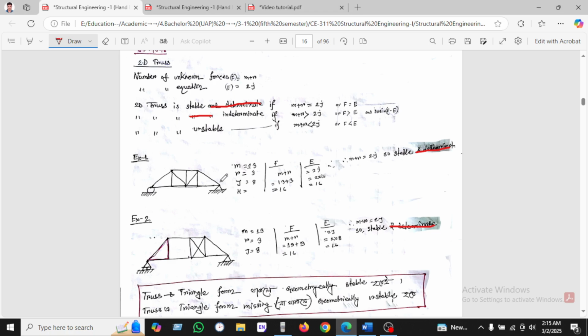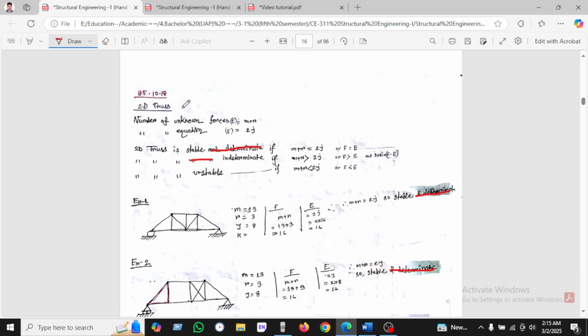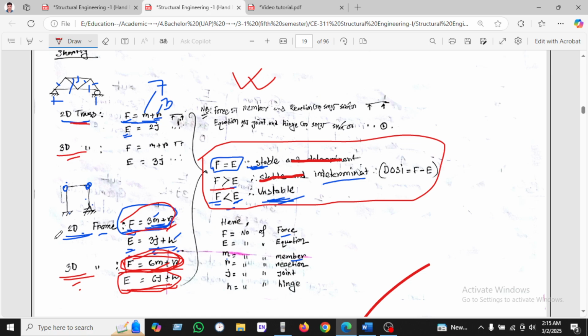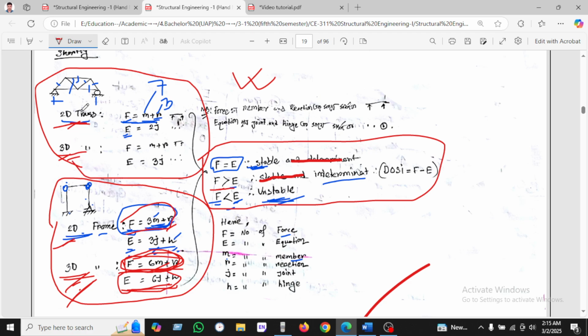So let's see another example on 2D truss. I have been showing the 2D frame and 3D frame. Now I will show the 2D truss and 3D truss. So let's see here 2D truss and 3D truss, some math examples.